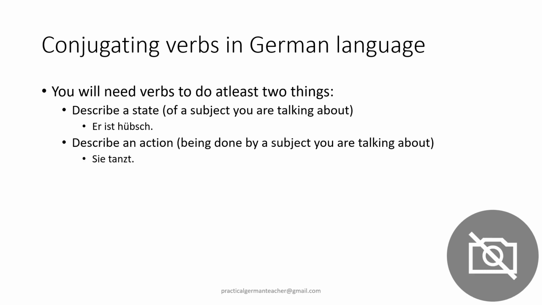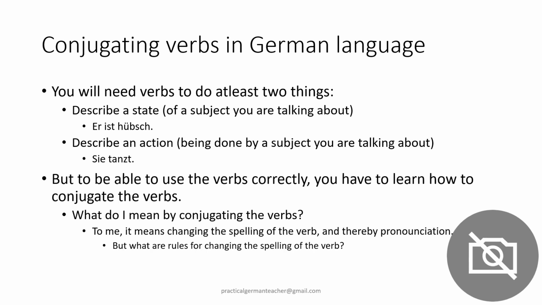Then you have verbs which imply action. For example, verbs like tanzen, lesen, schreiben, reisen. Now let us try to understand what conjugating verbs means. If you ask me, it means changing the spelling of the verb from its infinitive form based on the subject.